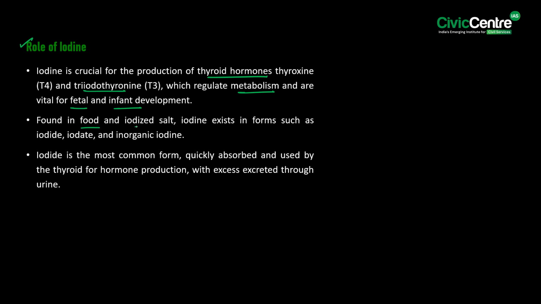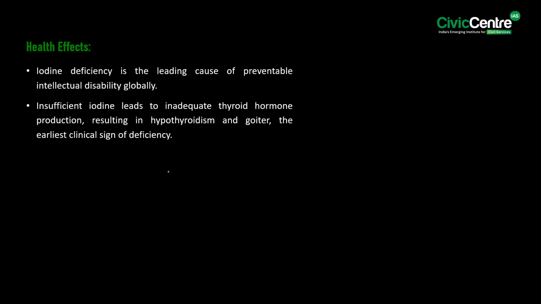Found in food and iodized salt, iodine exists in forms such as iodide, iodate, and inorganic iodine. Significantly, iodide is the most common form, quickly absorbed and used by the thyroid for hormone production, with excess excreted through urine. Then, what are the consequences of iodine deficiency?